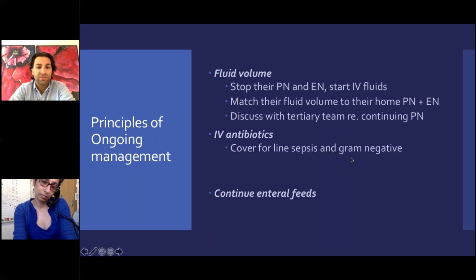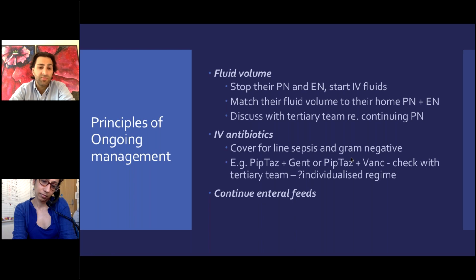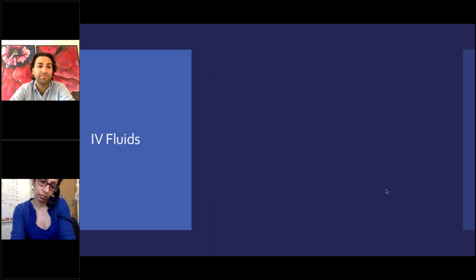IV antibiotics, cover for line sepsis and gram-negative organisms. For example, tazocin and gentamicin, tazocin and vancomycin, but again, they might have an individualized regime of antibiotics, so check. Continue their enteral feeds unless they're systemically unwell or overtly septic.